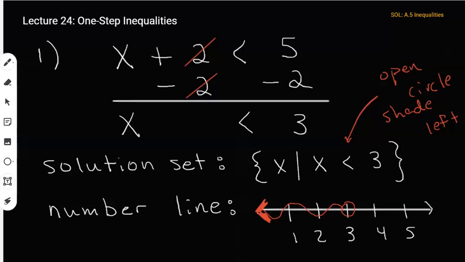All right, let's try number 2. I've got x minus 1 is greater than 4. So for this one, just like the last one, I want to get x by itself on the left-hand side. So that means I've got to get rid of this -1 somehow. How can I do that? You could add 1 to both sides, right? So I'm going to add 1 to this side and this side. And then I'm going to draw my line under that.